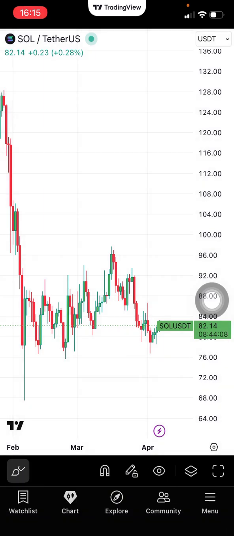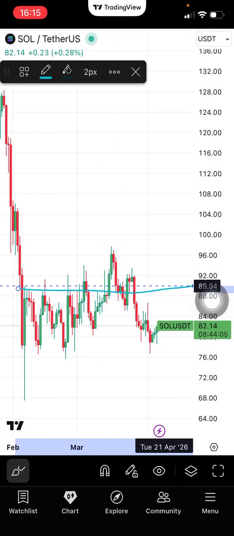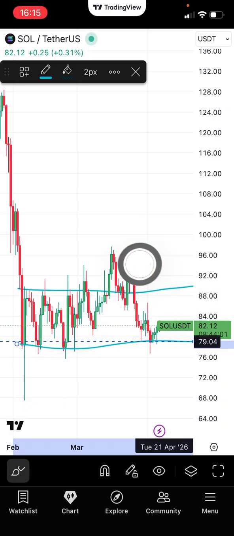Let's assume this is my resistance line somewhere here. Don't mind if the line is not straight, and this is my support line somewhere here. Do you get my point? Don't forget, support and resistance means area of rejection in the market. You can watch my video on support and resistance for better understanding on that. So which means this is going to be my stop loss, this is going to be my take profits in this market. Do you get my point?